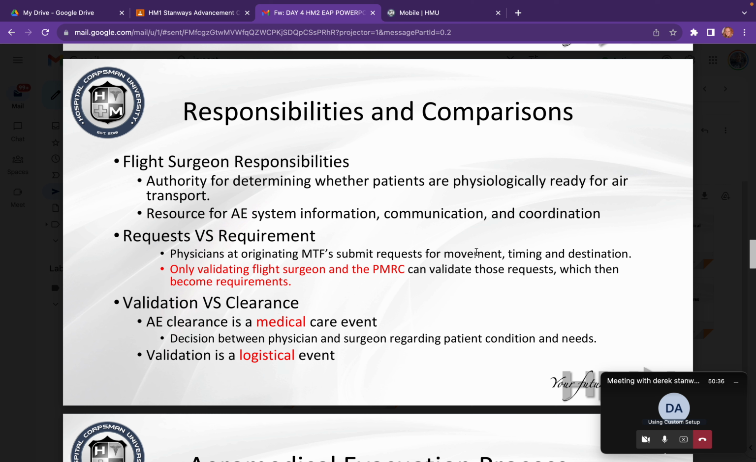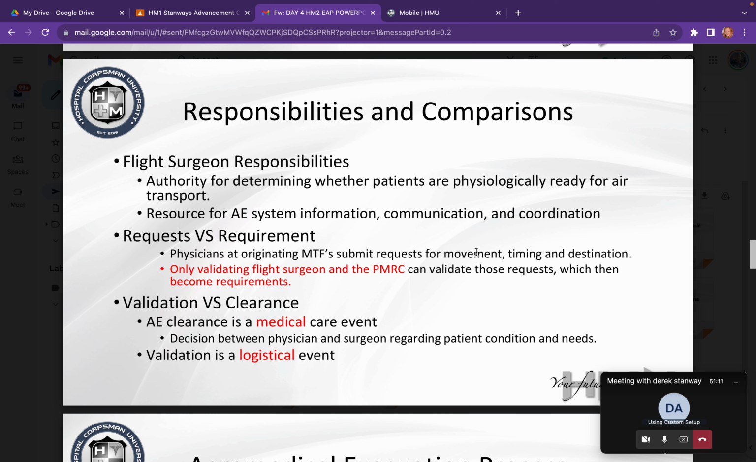Request versus requirement. Physicians at the originating MTF submit requests for movement, timing, and destination. Only the validating flight surgeon and the PMRC can validate those requests, which then become requirements. So when you put your data into TRAC2ES and push it forward, there's a team of people it goes through to verify before this mission is set in place to be able to transport that patient.